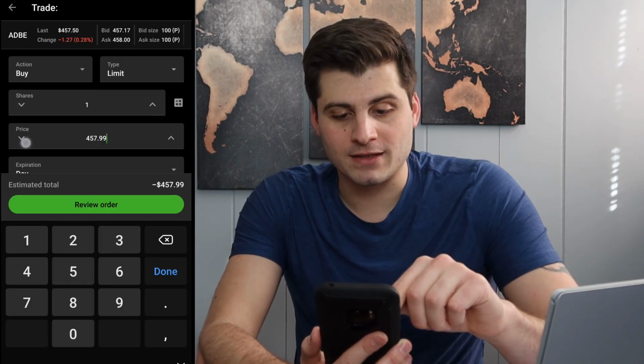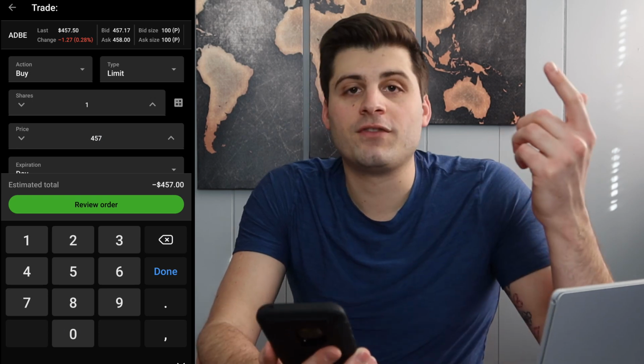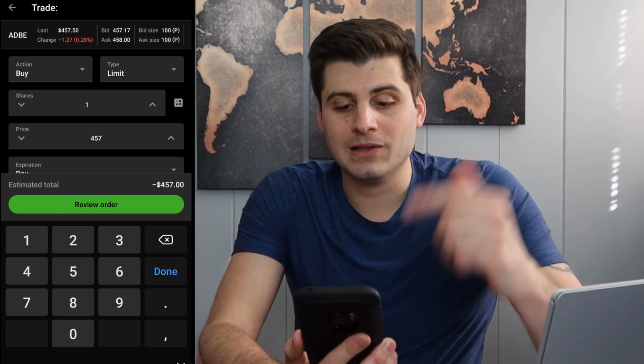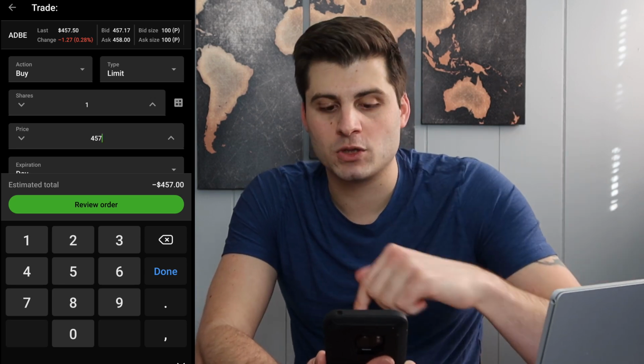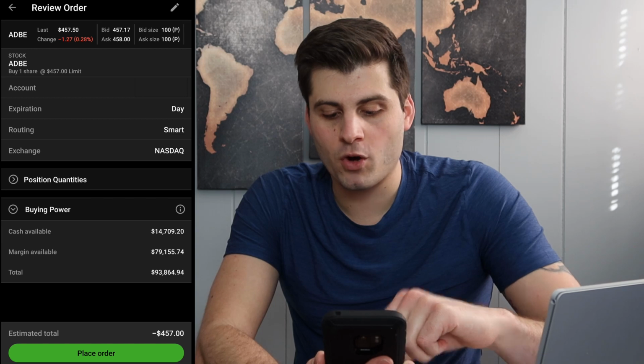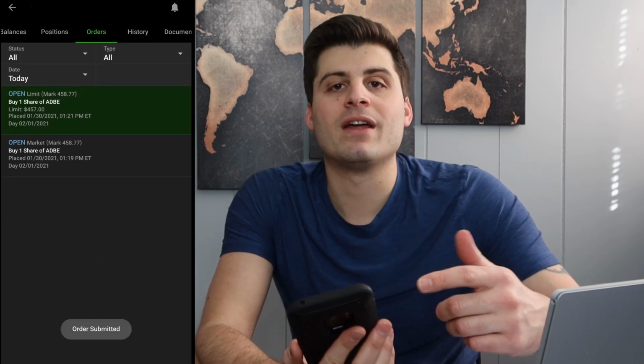So we could lower this. We could say, you know what? I don't want to go in unless it's $457. So let me buy in as long as it's $457 or better, which means lower because we're buying the position. If I review order, it's going to look the same. I could hit place order. And there we go. Now you can see both the types.